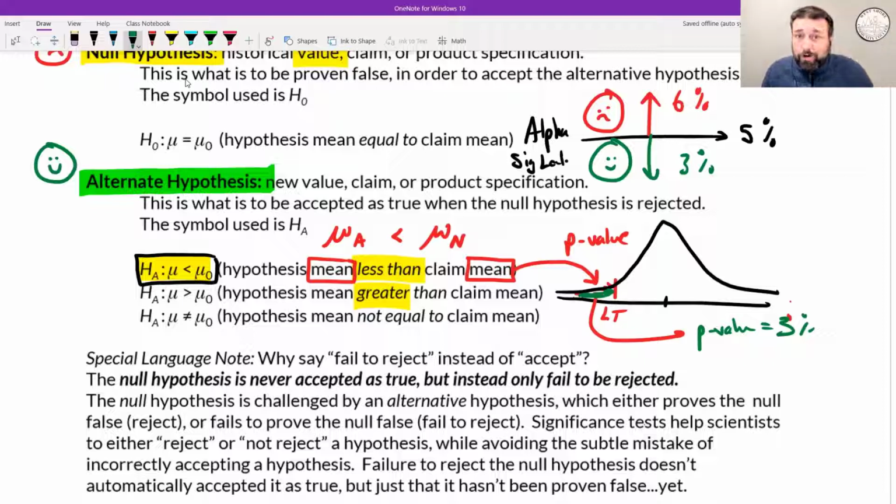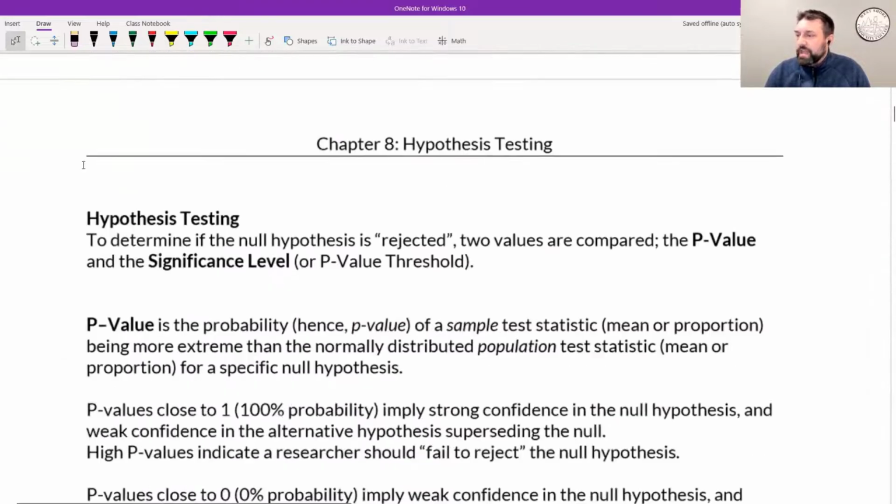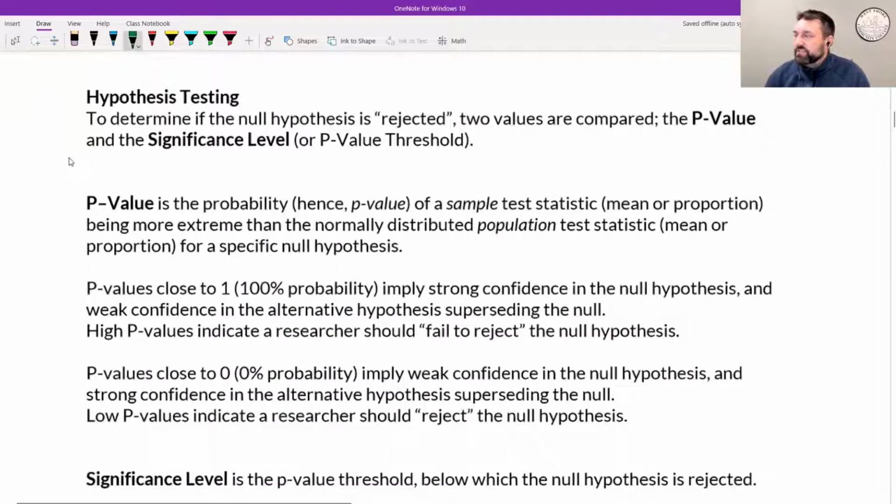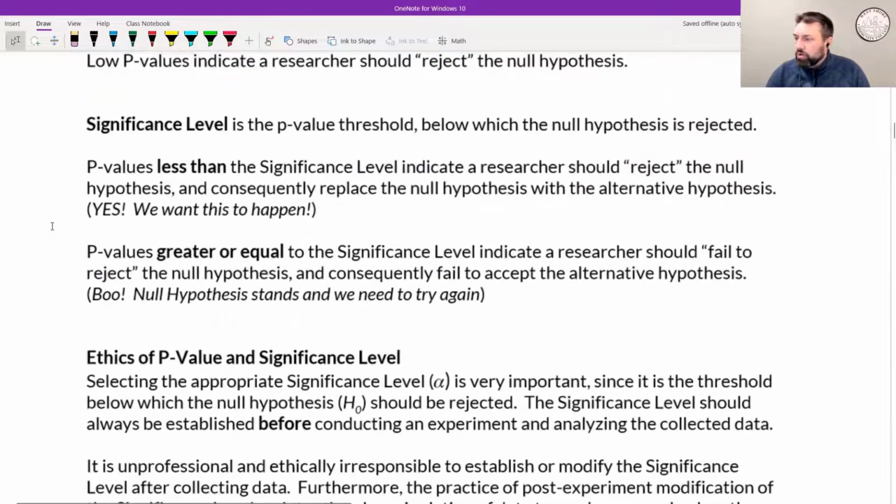What are we looking for? What are you going to be doing a lot of? Finding areas under the tail of a normal distribution. That's what you're going to be doing a lot of. And then you're going to take that area and you're going to compare it to a threshold. And so we talk about that here. So in hypothesis testing, you're going to have a p-value and you're going to have a threshold or a significance, and you're going to compare these two values. And so we talk a little bit more about this.